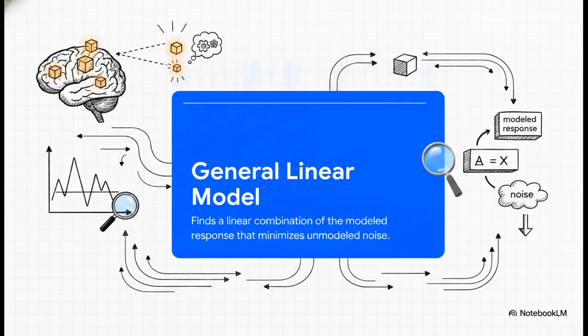FEAT is used to analyze fMRI time series data, and at its absolute core is something called the general linear model, or GLM. The GLM allows researchers to mathematically describe different types of stimulation, like flashing lights or cognitive tasks, for every single 3D pixel in the brain, which is known as a voxel. The GLM finds a linear combination of the modeled response that minimizes the unmodeled noise. Basically, it asks a delightfully simple question of some incredibly complex data. How strongly does the brain's activity in this tiny specific spot match the stimulus we gave the patient?